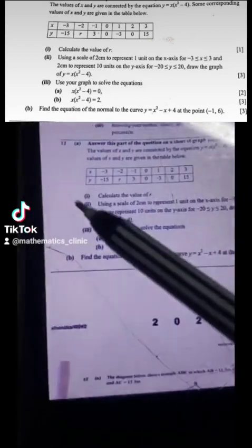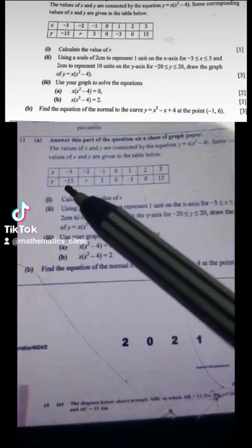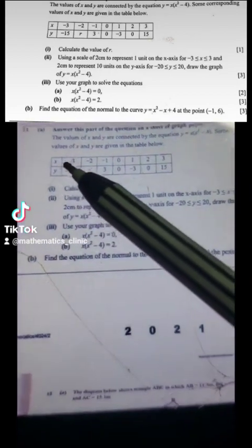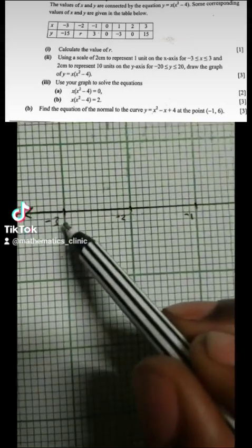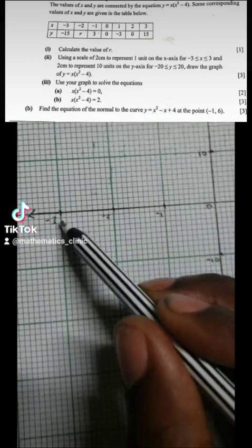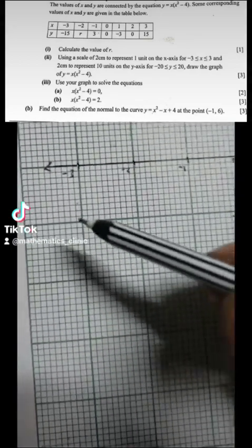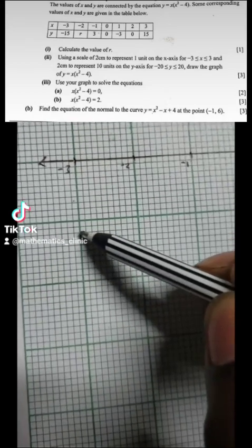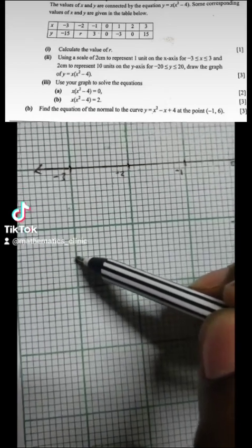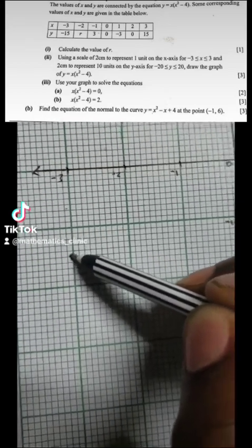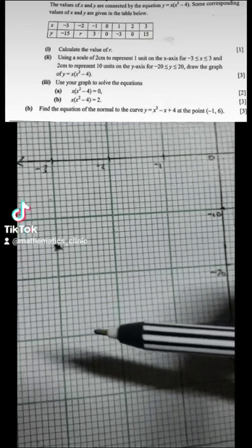So we'll start with -3. We have -3, -15. So on the x-axis, we are at -3. On the y-axis, we are at -15. So -15 is between 10 and 20. So we're going to count 10, 11, 12, 13, 14. So now this is where our 15 will be. So our first point will be there.